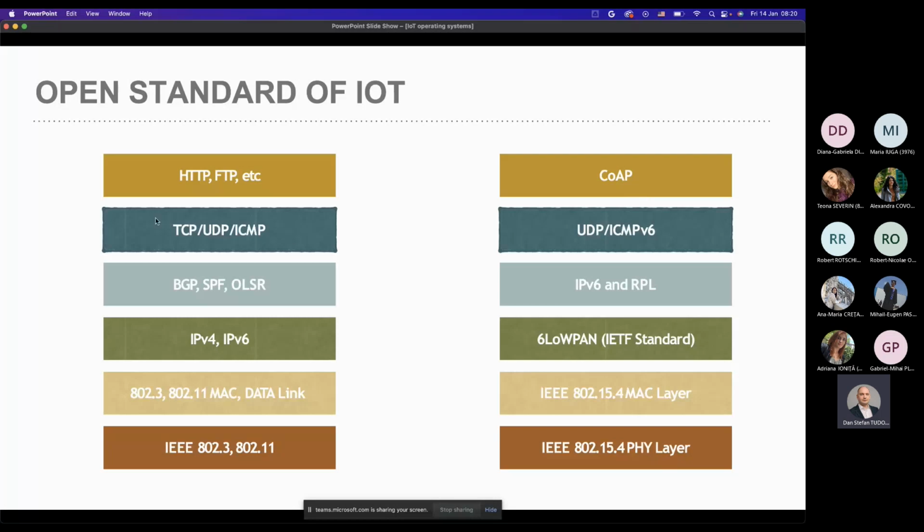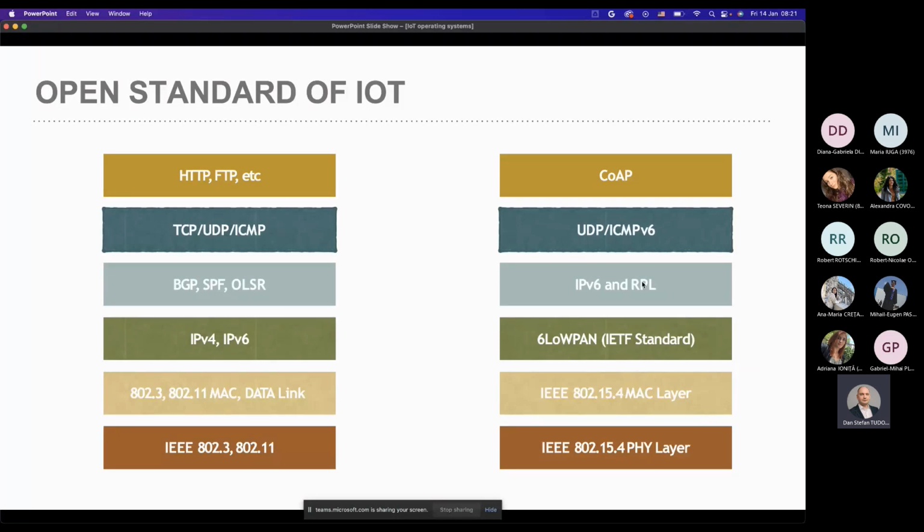Again, at the transport layer, you might have TCP, UDP, ICMP in a regular computer network. Here, usually the communication is stateless, so we don't have devices that have very extensive capabilities for computing and memory and so on. Most often you have devices that actually go to sleep very often, so they transition to a very low power state where they lose connectivity within the network. So a stateless protocol would be better suited, such as UDP, for example.